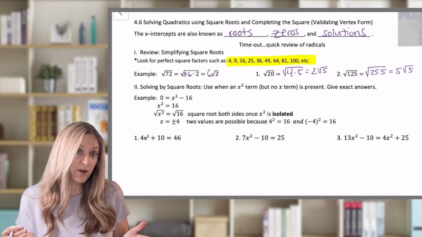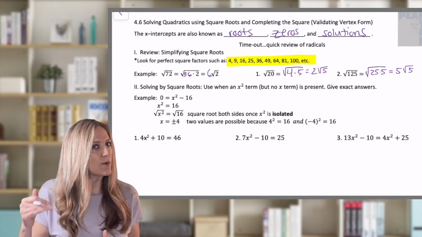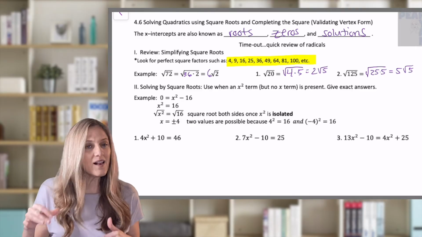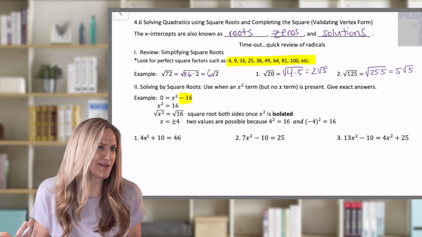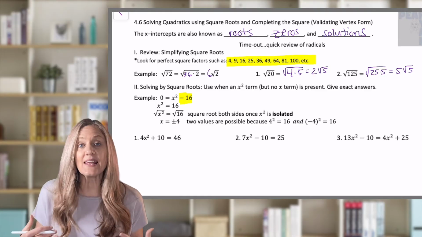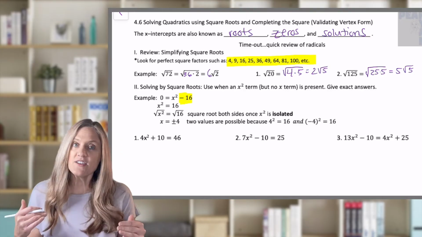It has 0 equals x squared minus 16. Keep in mind I want to keep the x squared positive if possible, so I'll actually add the 16 over and then rearrange it so x is in front. So then I have x squared equals 16. Let's square root, because a square root will undo a square.